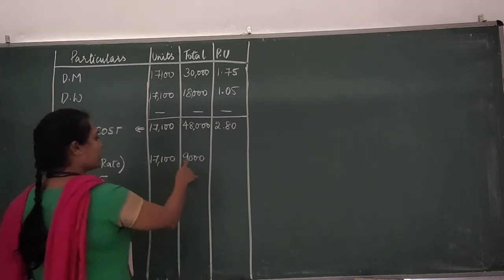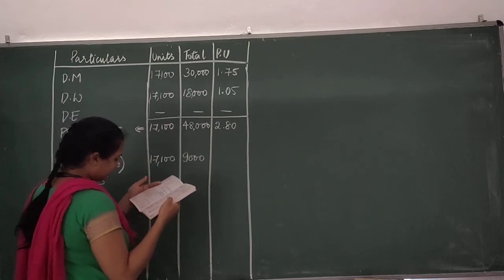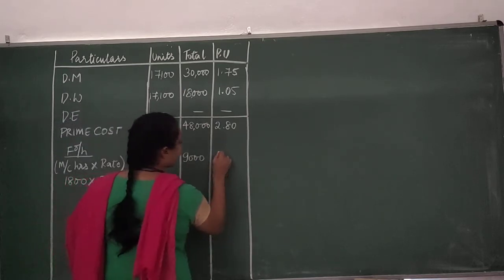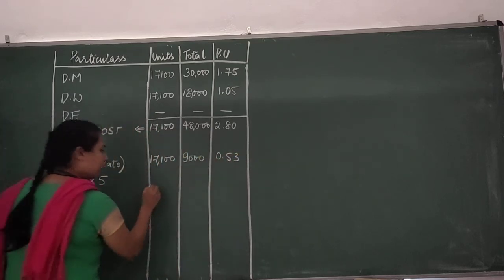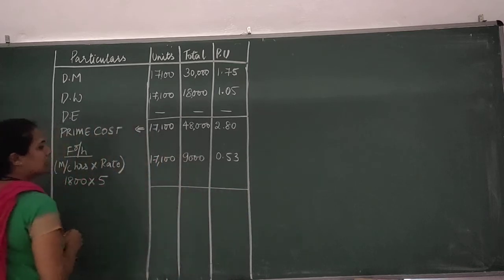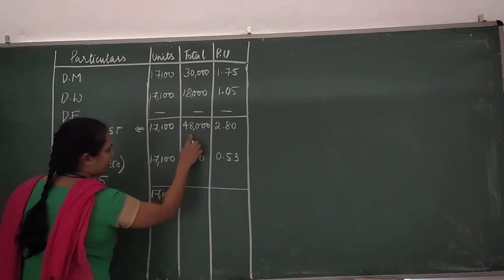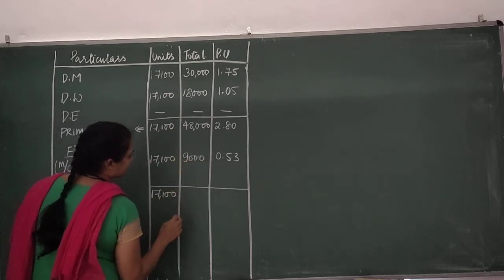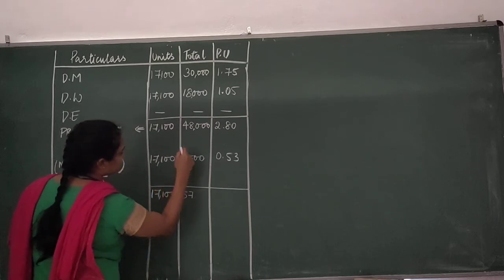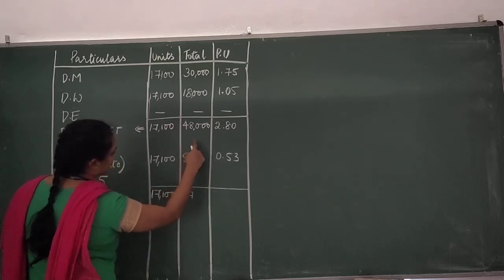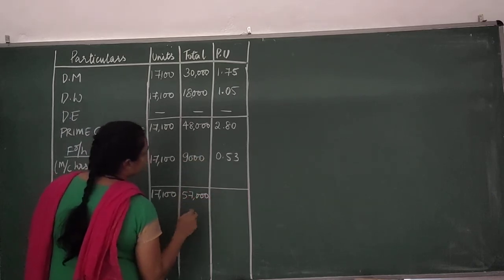17,100 units. So 9,000 divided by 17,100 gives you around 0.53. Now when you take the total of this, it is again 17,100. 48,000 plus 9,000 gives you 57,000. One minute, let me check. It is 48, 49, 50. Yes, it is 57,000.